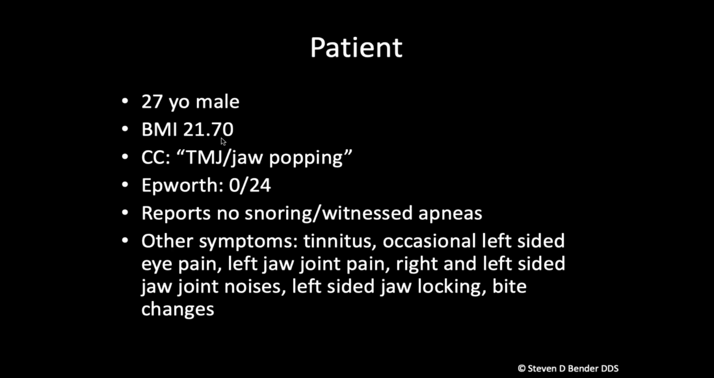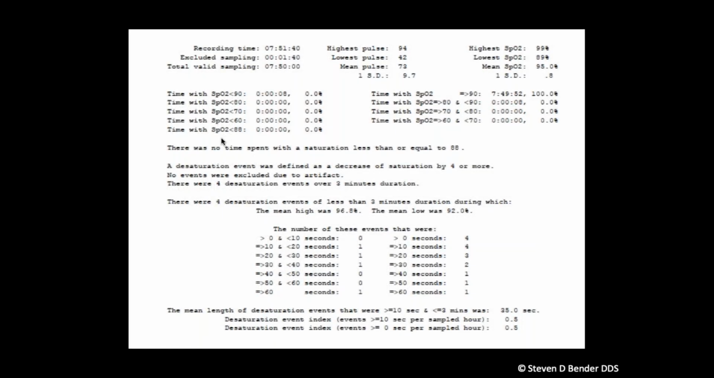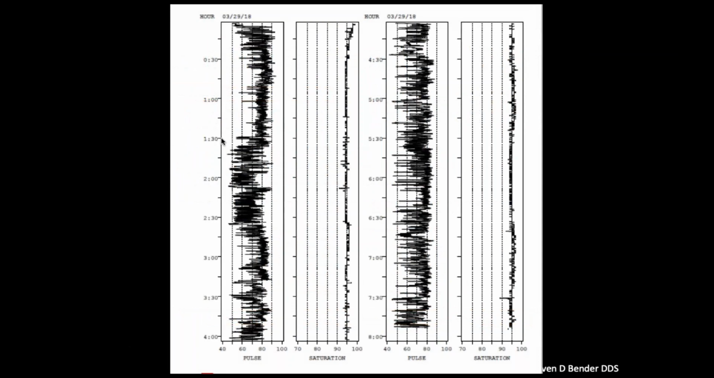No report of snoring, no report of witnessed apneas, but other symptoms were tinnitus, occasional left-sided eye pain, left jaw joint pain, right and left-sided jaw noises, left-sided jaw locking, and he noticed bite changes over time. So we do a pulse oximetry, and again, you see time below 90, 0, ODI 0.5. So it would be really easy to just say, nope, that's normal. That sleep is not your problem. Until we look at the pulse, the heart rate variability.